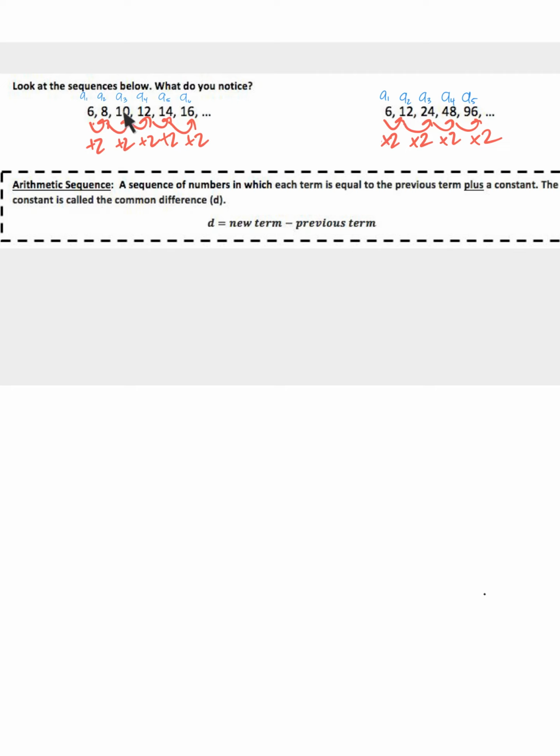In this case, I would take 10, subtract it from the previous term 8, my common difference would be 2, and the pattern continues. 12 minus 10 is 2, 14 minus 12 is 2, 16 minus 14 is 2. Now this one has a common difference. However, this one does not have a common difference, so this is not going to be considered an arithmetic sequence. This is. So this is how I label it. My common difference, d, is equal to 2, in regards to this sequence.